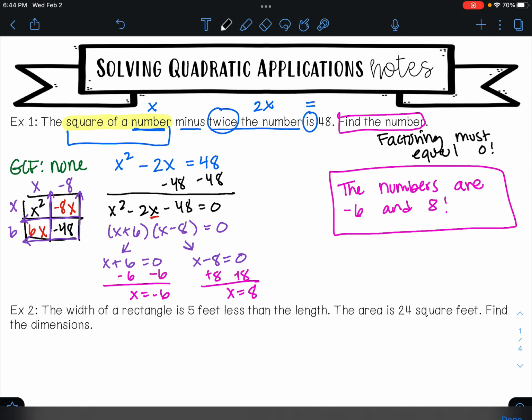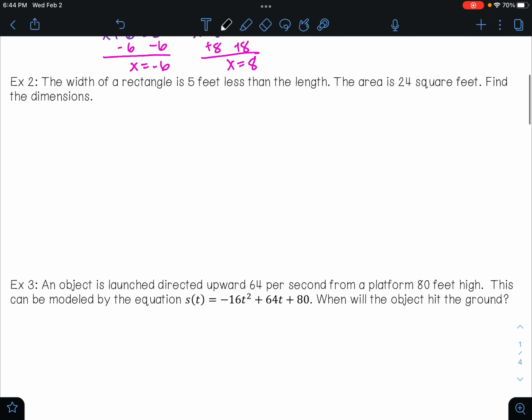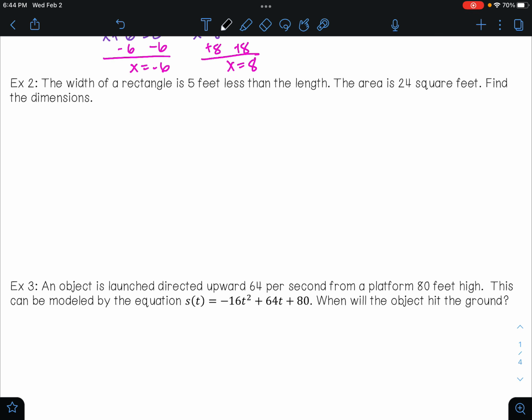The area is 24 square feet. Find the dimensions. So on this one, it says the width of a rectangle. So the first thing I'm going to do is draw a rectangle.